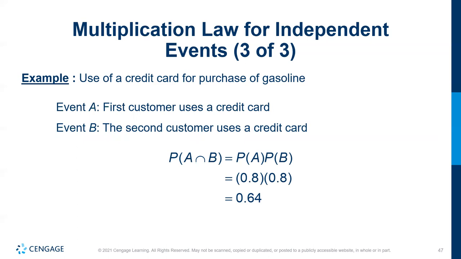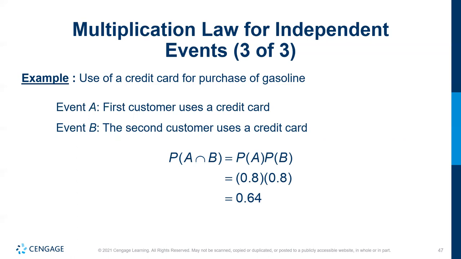Before we even do the math on this, we could tell these are independent events, right? It's not like if somebody uses a credit card, it's more likely that the next person will use a credit card. But that's just kind of common sense. It's kind of like flipping a coin. The outcome of the first flip just has no bearing on the outcome of the second flip. Okay, so those are independent events.